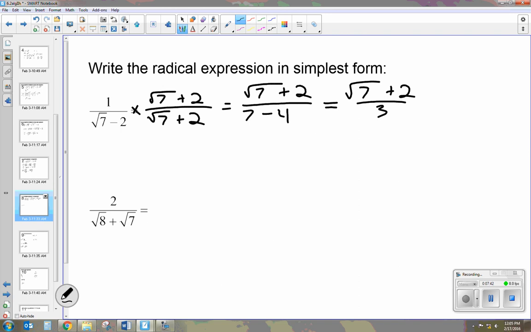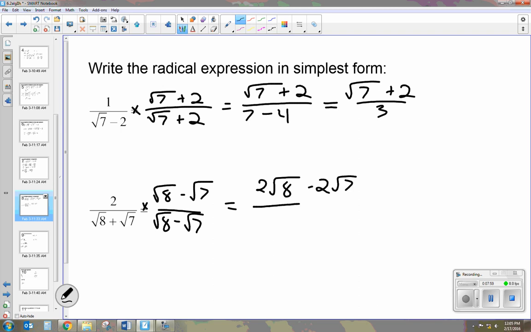We're going to do the same thing in the second problem. We're going to multiply it by the square root of 8 minus the square root of 7 over the square root of 8 minus the square root of 7. When we distribute all of that out, we get 2 square roots of 8 minus 2 square roots of 7 over 8 minus 7, which is just 1, left with 2 square roots of 8 minus 2 square roots of 7.